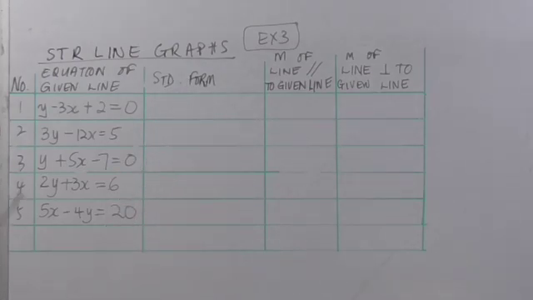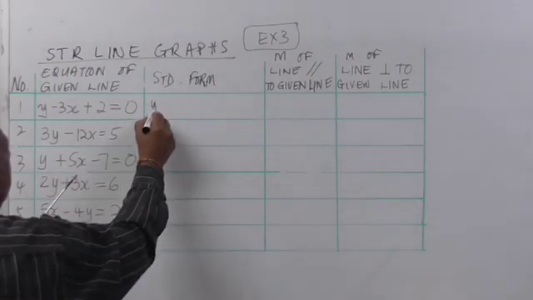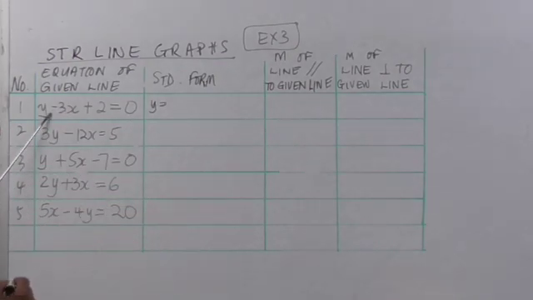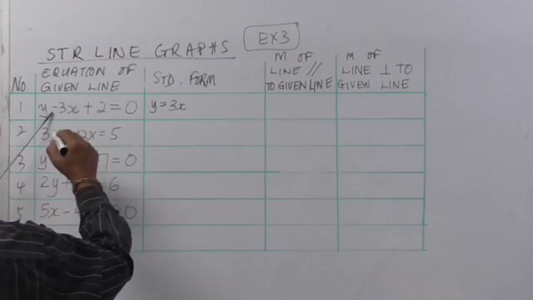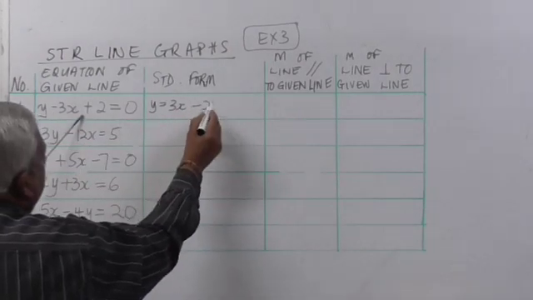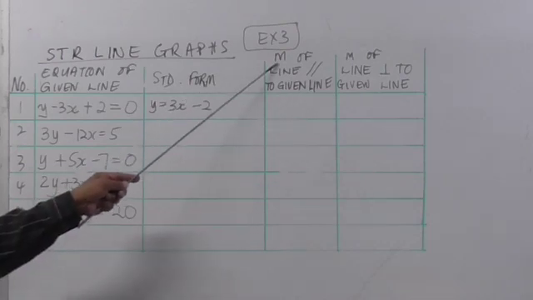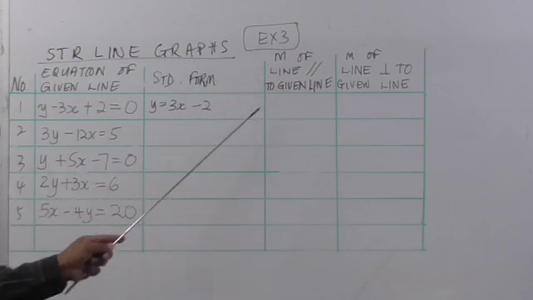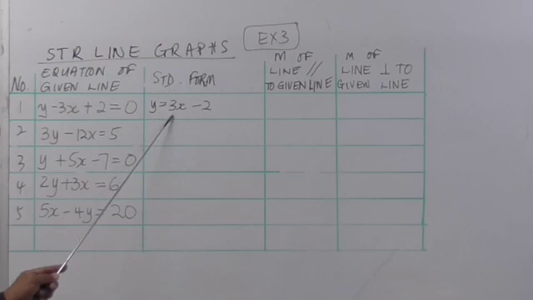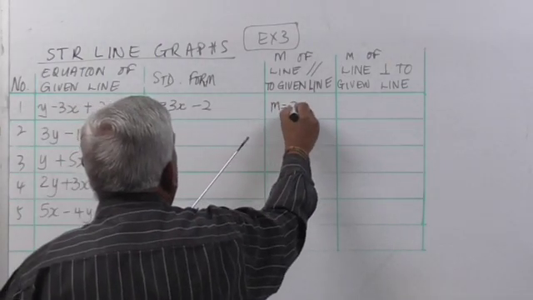So let me just do an example and show you. I'll do the first one. If I bring this to standard form, this is a very simple example. Y is equal to 3x will go on that side, and the 2 will go on that side, and it's finished. So that's in standard form. Now I want to know what is the gradient of a line which is parallel to this line. Now if this line is parallel to this line, the gradient will be the same. So the m will be 3.